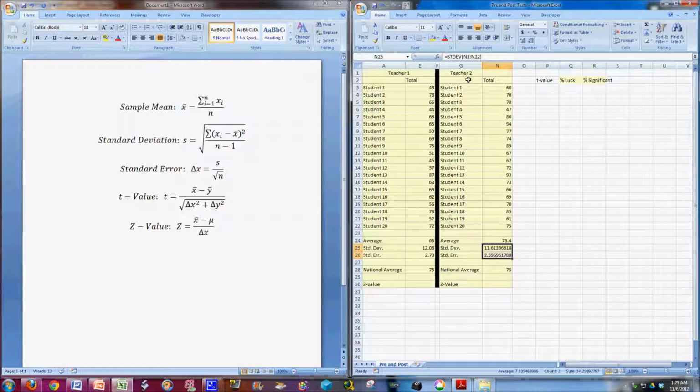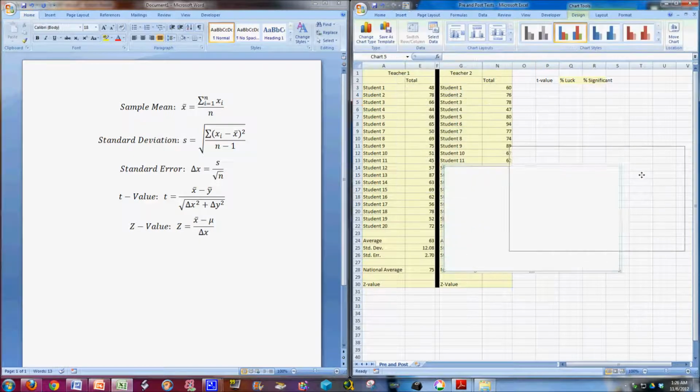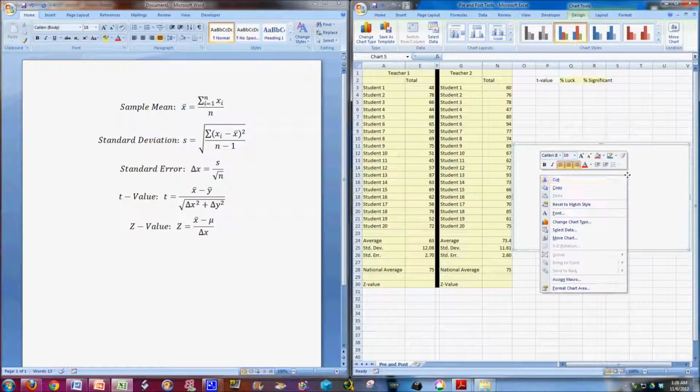Let's fix these decimals as well. Okay. So now, it still didn't really tell us much. It still seems that our average is higher than the other average. So we're going to make another chart here. So we're going to do insert column. Let's do this 2D this time. Let's keep it simple. And so we're going to select our data.